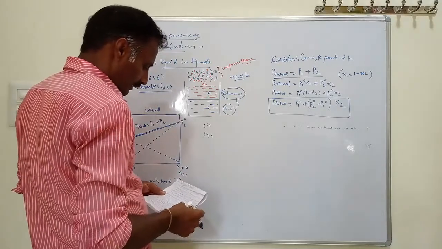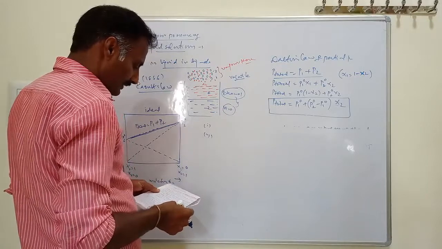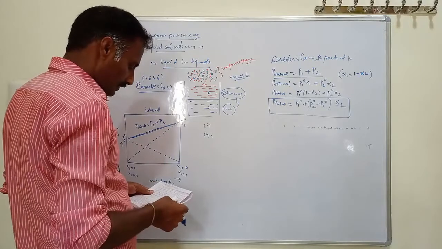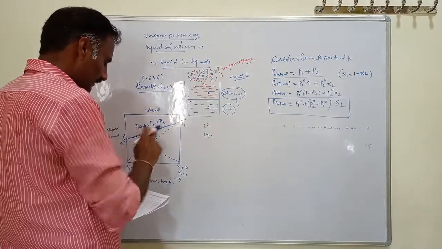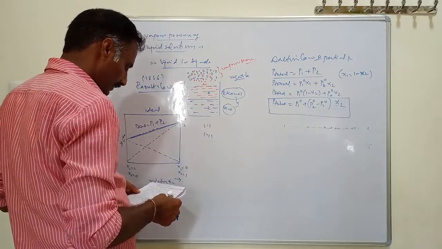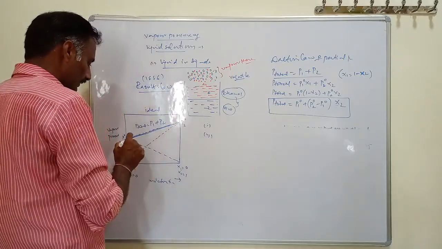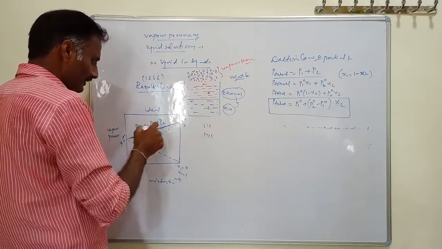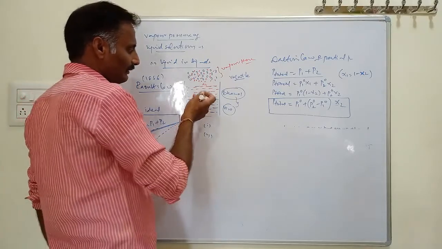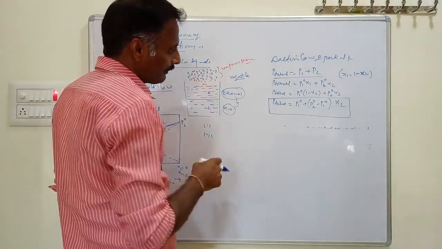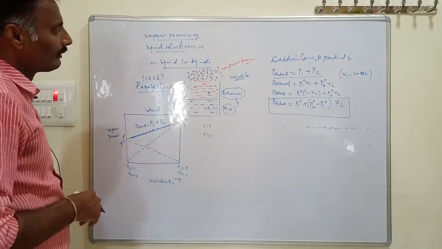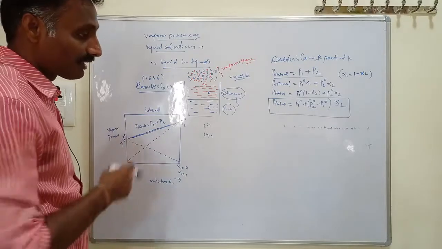And the third one: depending on the vapor pressure of the pure components 1 and 2, the total vapor pressure over the solution decreases or increases with the mole fraction of the components. It depends upon the nature of the components. Okay, this is about Raoult's law for liquids in liquids, for volatile solutions.